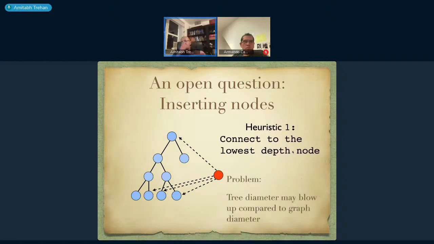Why? Because you still want to maintain the properties of the Forgiving Tree consistent with the real network. Remember the diameter. All right. Okay. Sorry. There's one more question here. Why does the Forgiving Tree maintain the diameter of the real graph?